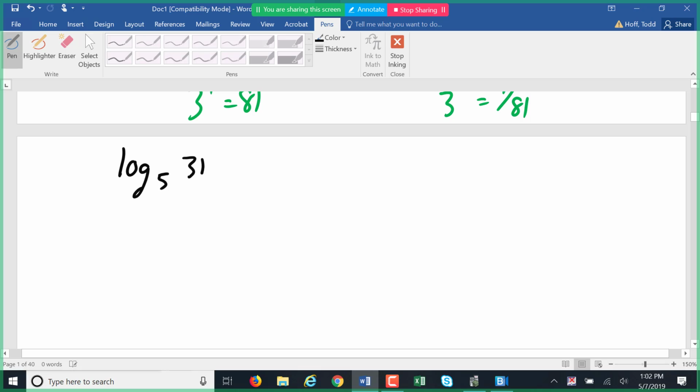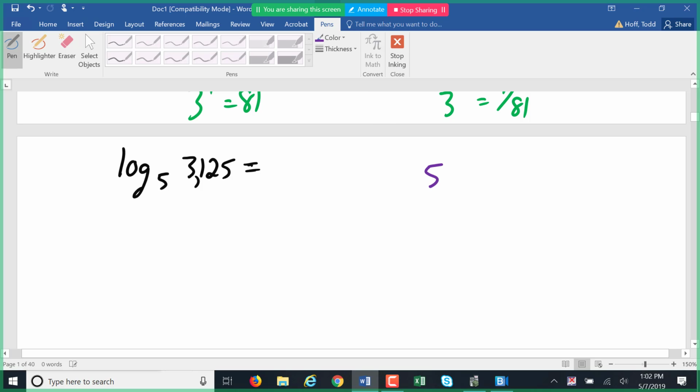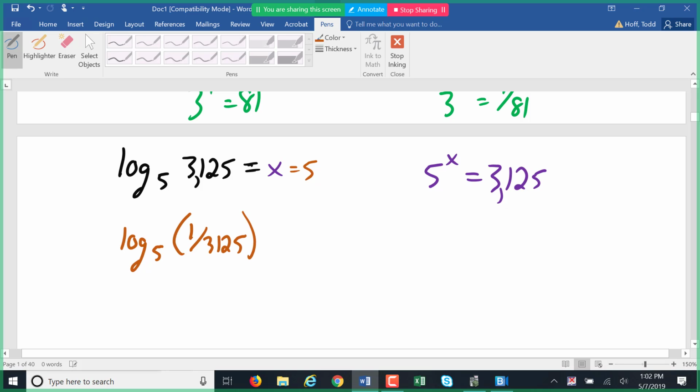Log base 5 of 3,125. That's saying 5 to the power of x is 3,125. Well, x ends up equaling 5. Once we know that, what's log base 5 of 1 over 3,125? What's that have to be? Negative 5. Perfect.